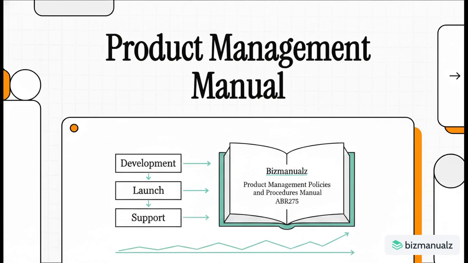Product lifecycle. Look, if your team is struggling right now to keep product development, launches, and customer support totally aligned, and let's be real, whose isn't, then you are absolutely in the right place. We're looking at the Bizmanualz Product Management Policies and Procedures Manual. Specifically, this is Product ABR 275. We're going to break down exactly what this comprehensive toolkit offers, piece by piece, so you can see exactly how it brings order to the total chaos of product management.